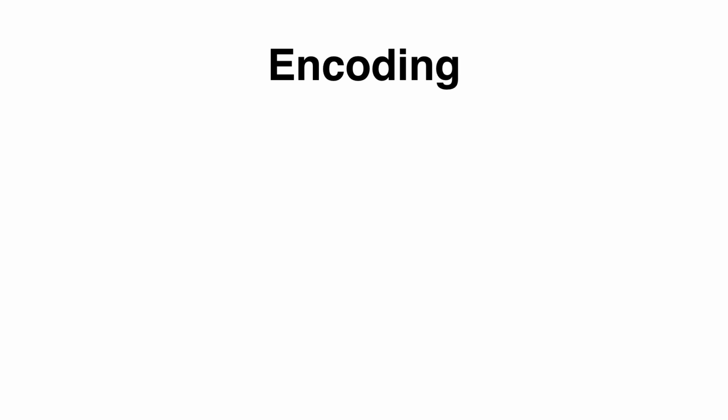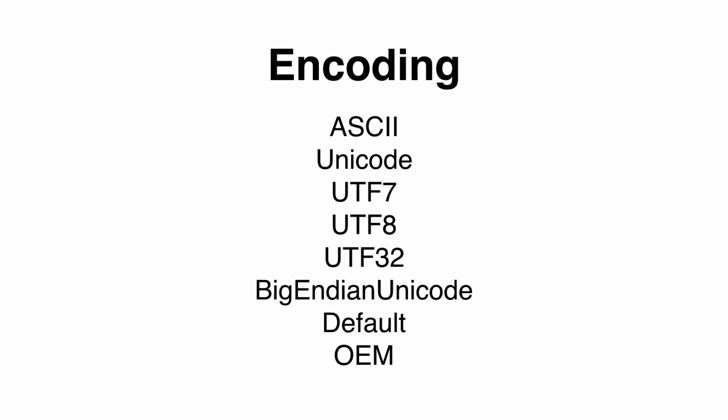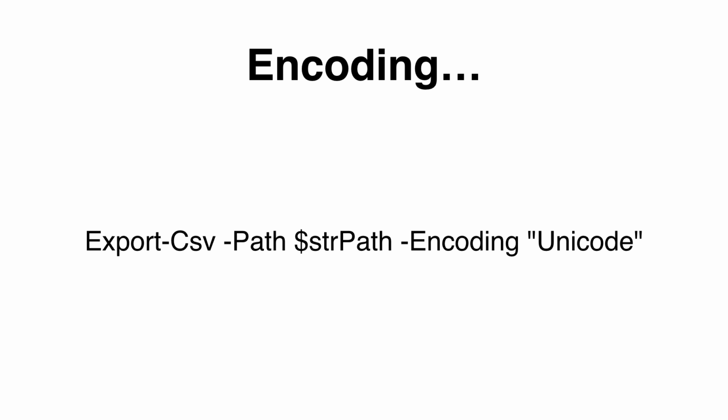By default, the Export-Csv commandlet exports the information in ASCII encoding. If this is not the result that you are looking for, you can change the encoding by specifying the encoding parameter. These are the encodings that are available. Here is an example on how to change the encoding to Unicode.